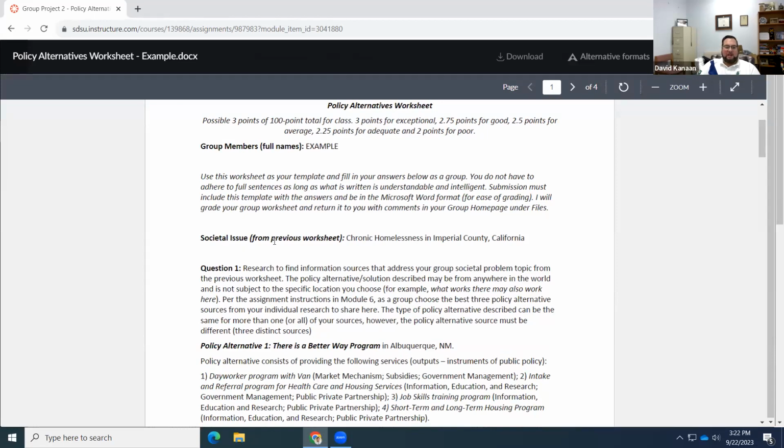And as you see, societal issue from previous worksheets. So you're taking from your first worksheet and you're putting it down. Now, if I made comments on your first worksheet to suggest a better societal issue, make sure to take that into account. It's key to go in and read my comments from the first worksheet, because sometimes groups don't do that. They're making the same mistake over and over again.